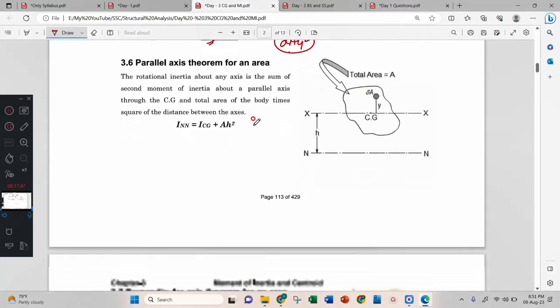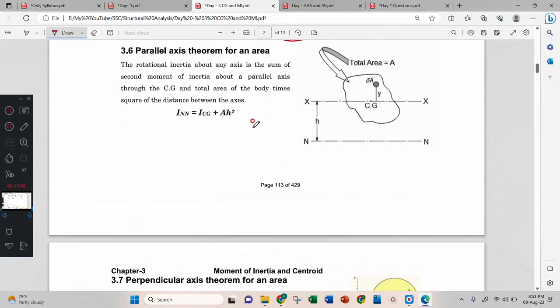Now, parallel axis theorem for an area. Now look here, this is very interesting. Why we want the parallel axis theorem, that we should understand.